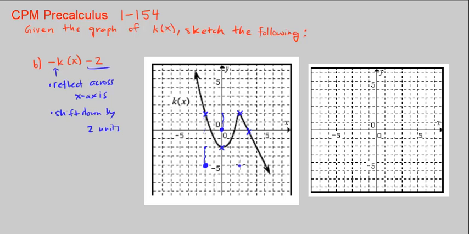And then it shifts down 2 units. And this point reflects, well, it's on the axis, so on the axis means reflecting doesn't change it, but then it shifts down by 2 units, so it becomes this point. Okay?